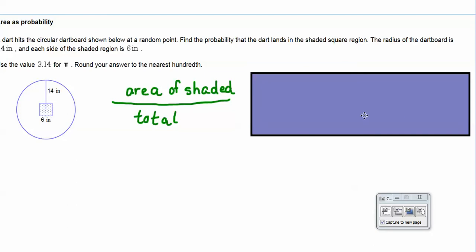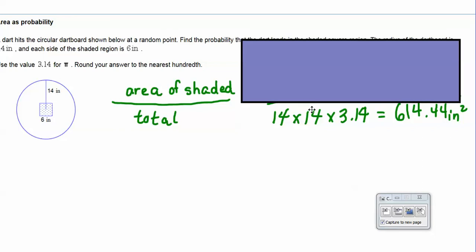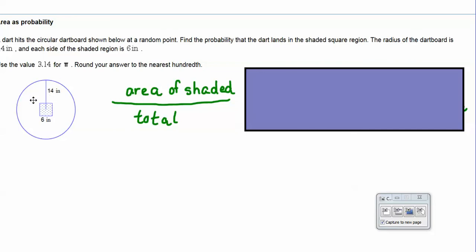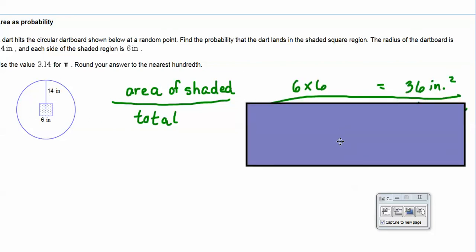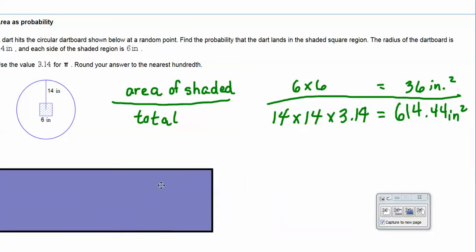So first I'm going to do my total area, which is the area of the circle. Pi times radius squared, 3.14 times 14 times 14, is 614.44 square inches. And I'm looking for my area of the shaded region, which happens to be a square that's 6 by 6. So I've got a 36 out of 614.44 chance.